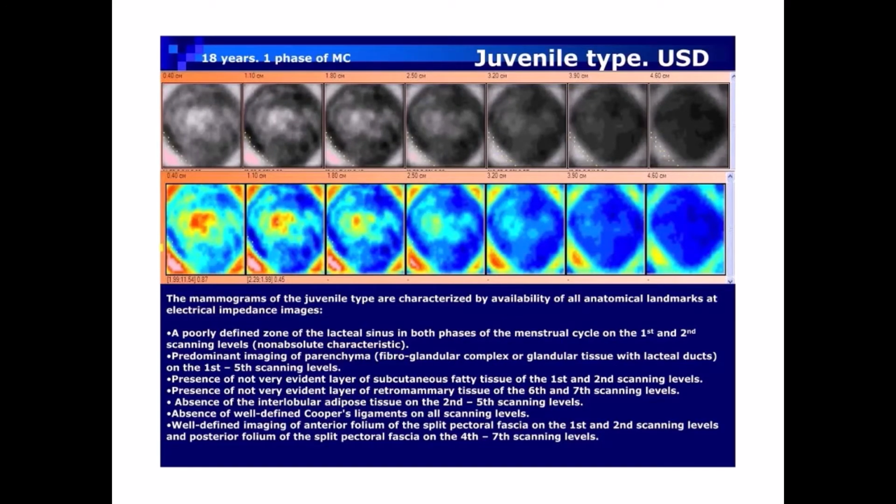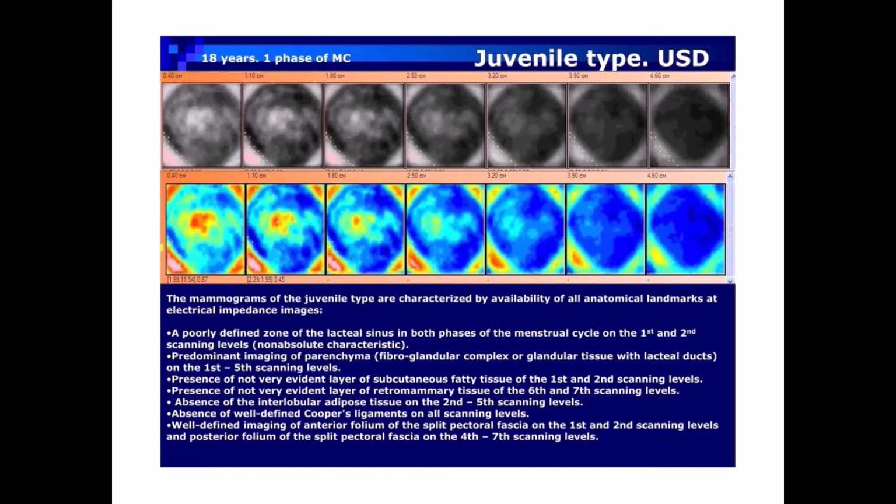Juvenile type, ultrasound, 18 years, first phase of menstruation cycle. The mammograms of the juvenile type are characterized by availability of all anatomical landmarks at electrical impedance images. A poorly defined zone of the lacteal sinus in both phases of the menstrual cycle on the first and second scanning levels is a known absolute characteristic. Predominant imaging of parenchyma, fibroglandular complex or glandular tissue with lacteal ducts, on the first to fifth scanning levels.